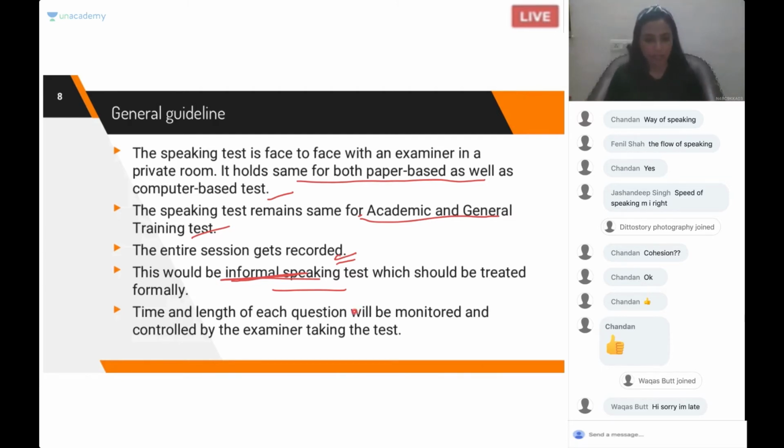Next, the time and length of each question will be monitored and controlled by the examiner taking the test. Why I put it here is that we get so conscious, thinking, okay, I have to talk for two minutes now, and some people start monitoring their watches. In those scenarios, people lose their attention on what they're saying because they start monitoring time. So just a quick note: do not worry about the time and length of what you're saying. You just have to keep talking. The examiner is handling everything for you, where it needs to stop and where you need to start. So don't worry about that.